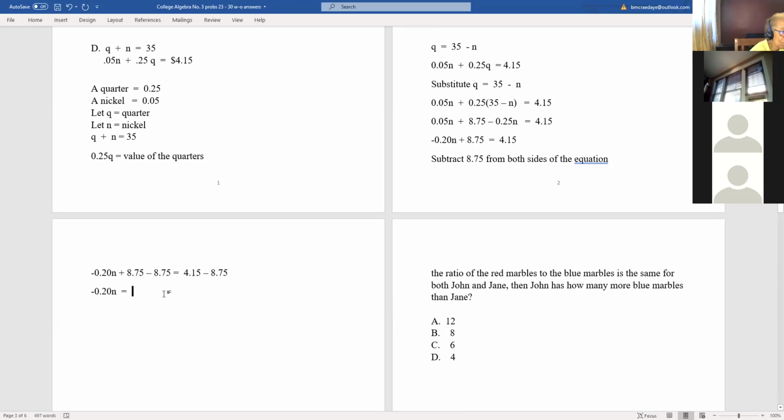Now do the subtraction here. What do you get? 4.6. Minus or plus? A minus 4.6. That's right, because when you have plus and minus, you subtract, and the sign is that of the bigger absolute value of the number. So that's the 8.75. So you get a minus 4.60.